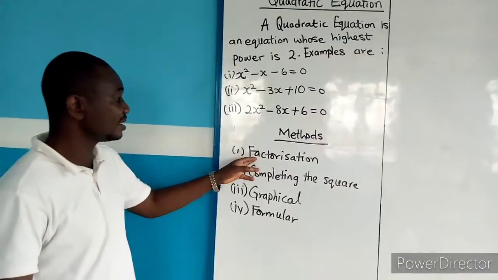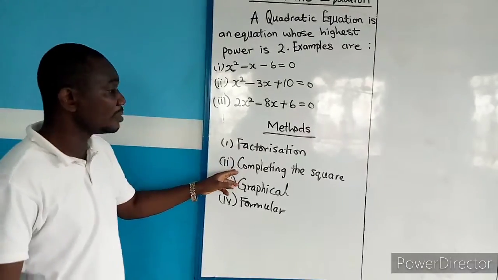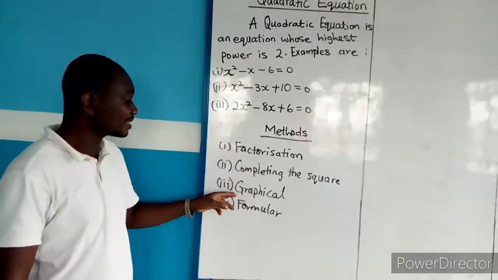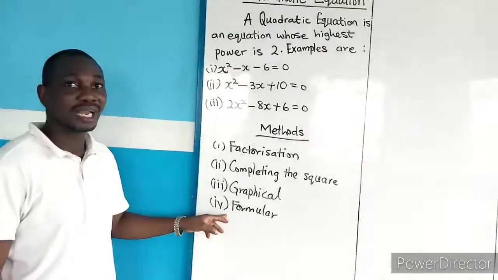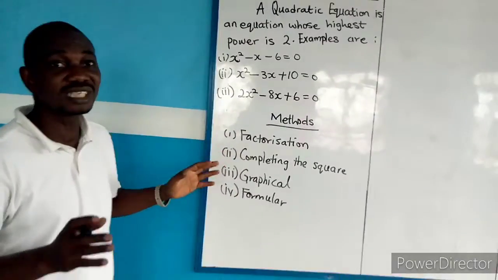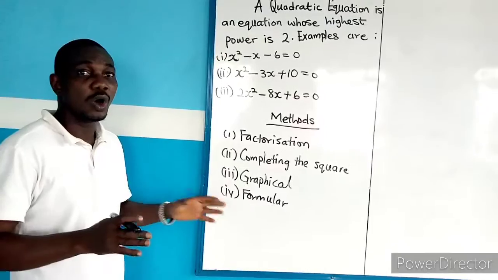The first one is the factorization method. The second one is the completing the square method. The third is the graphical method. And the fourth is the formula method. Now, for the purpose of this video, I will dwell more on the formula method.